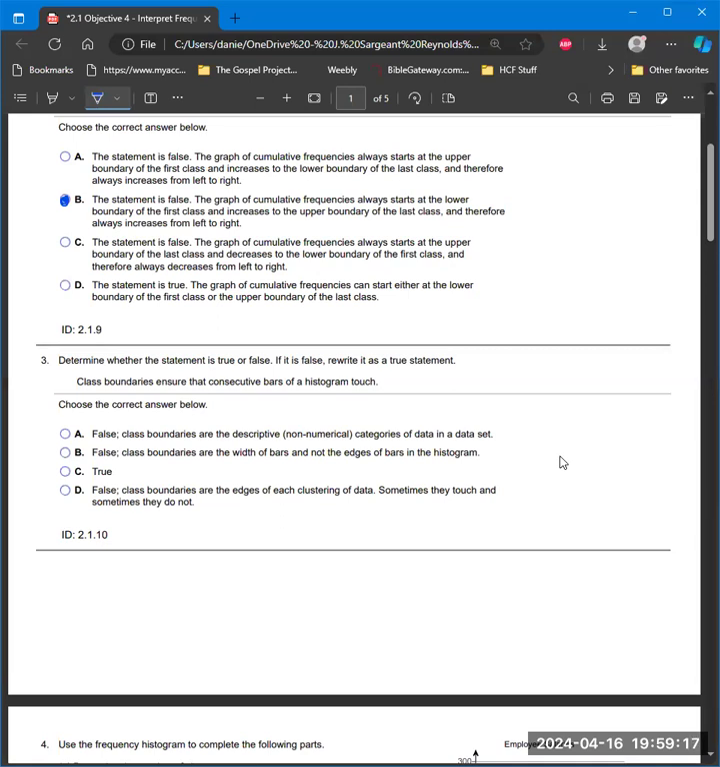Determine whether the statement is true or false, and if it's false, rewrite it as a true statement. Class boundaries ensure the consecutive bars of a histogram touch. That's true.